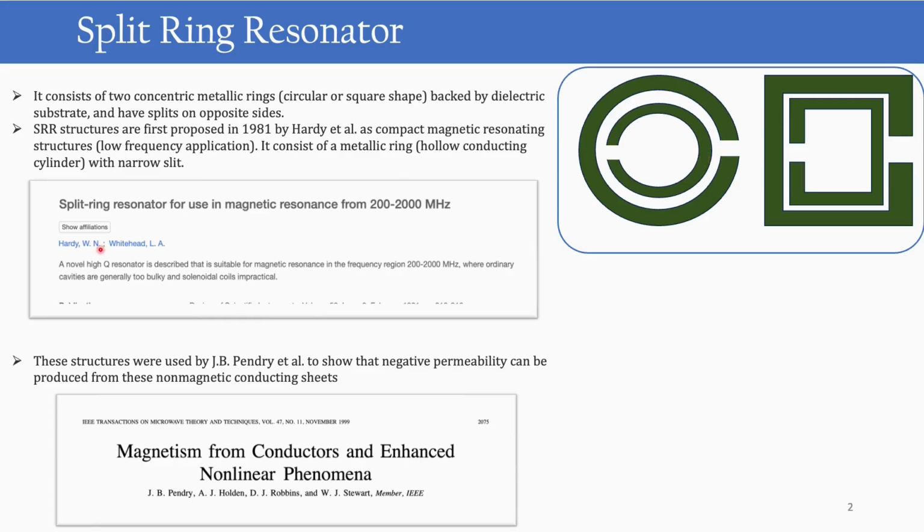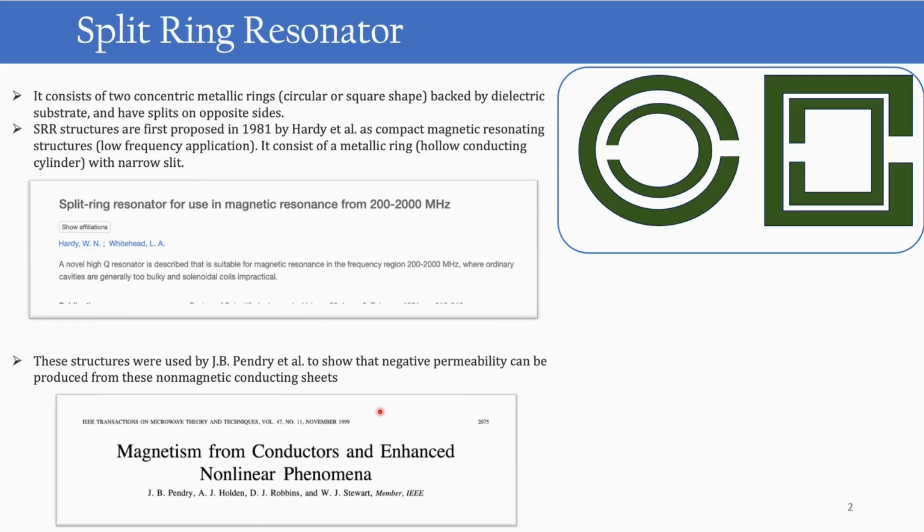The name split ring resonator first appeared in a paper by Hardy, W. N., in the year 1981. But that structure was like a metallic ring, that is, a hollow conducting cylinder with narrow slits. And they proposed these 3D structures for magnetic resonance at low frequencies. You can see the frequency here, which is at very low frequencies.